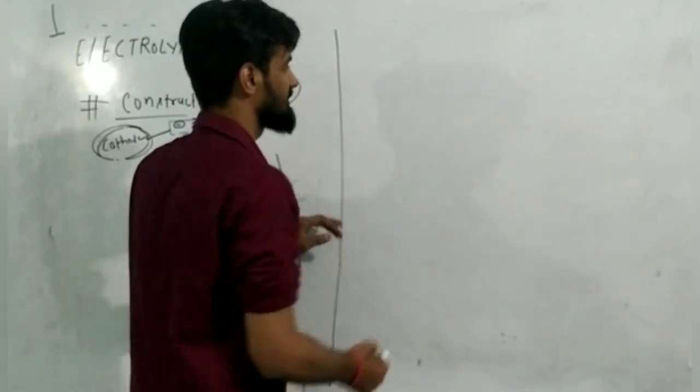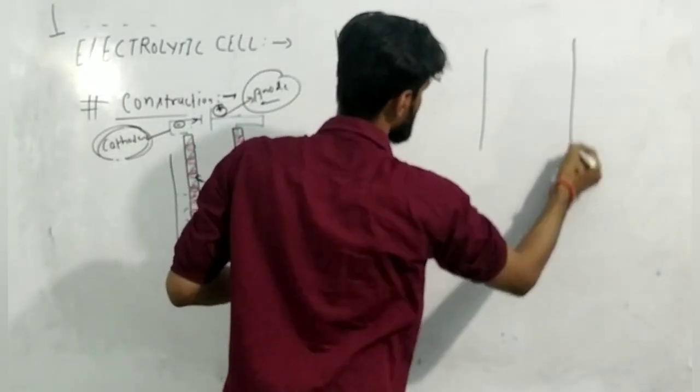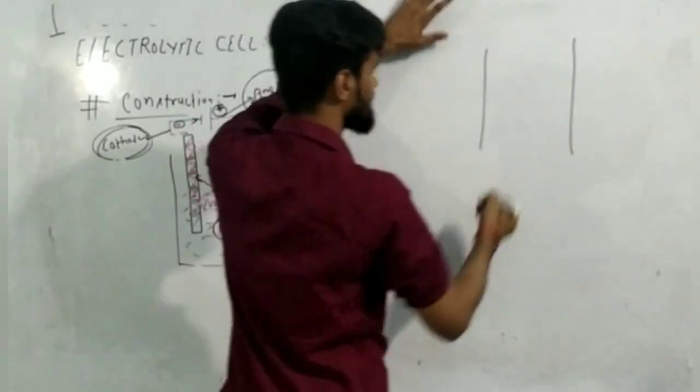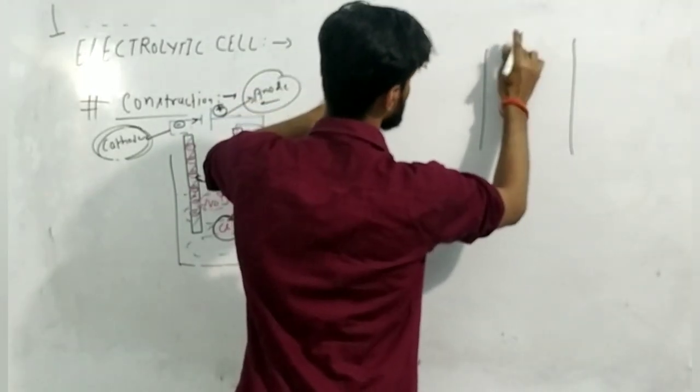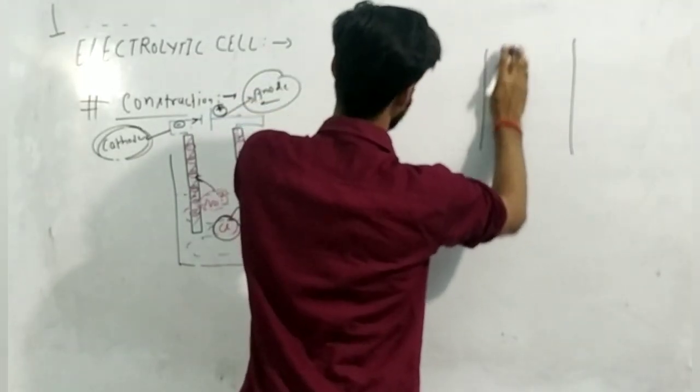In electrolytic cell, understand one thing. First of all, you have to do it in this way. Go in this way. Here you have to write the electrolyte. Just you have to write the medium.